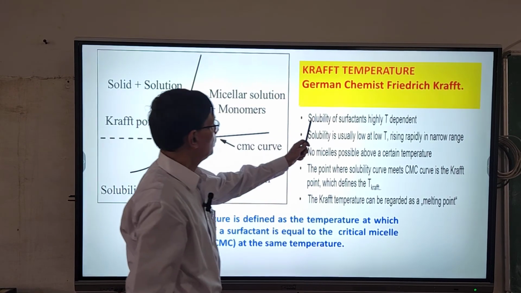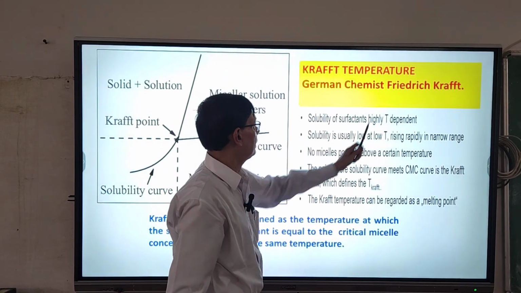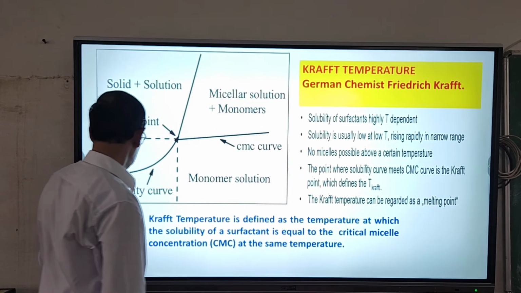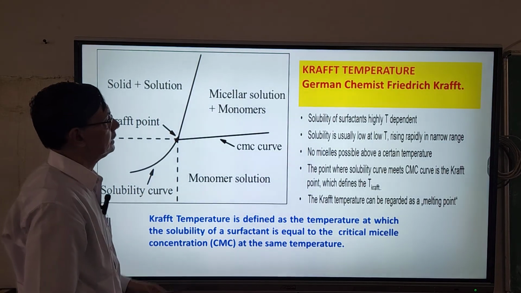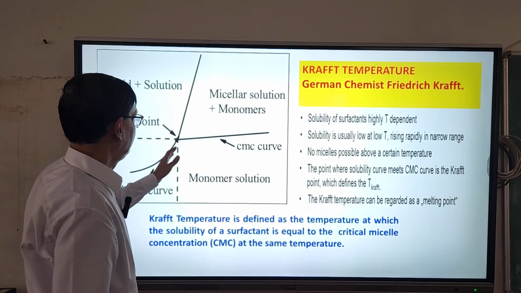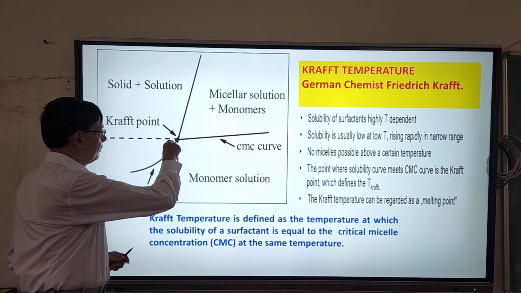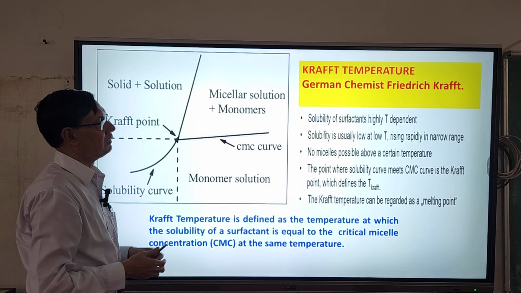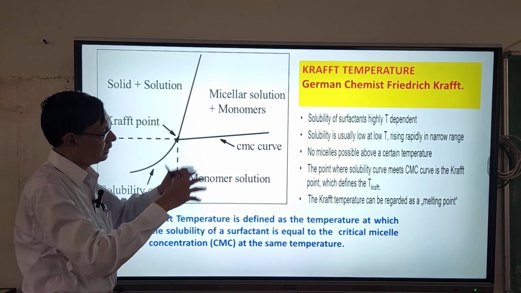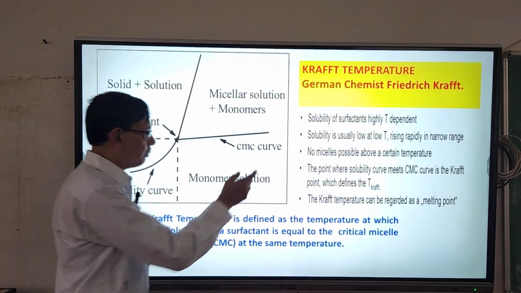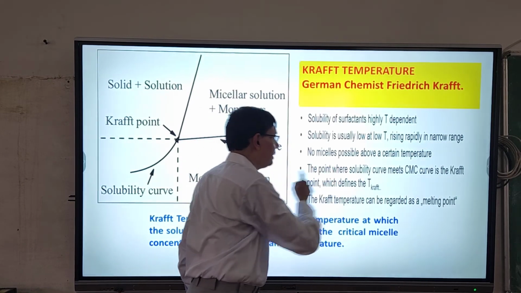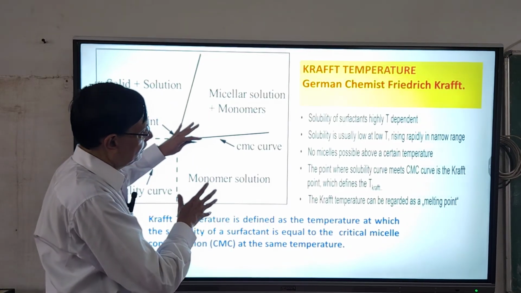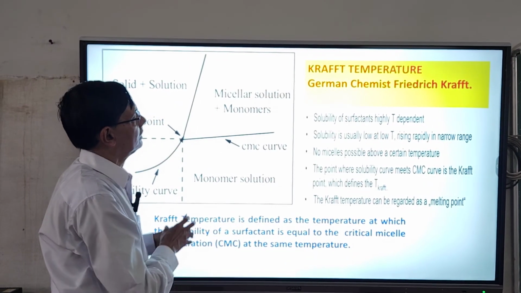The solubility of the surfactant is highly temperature dependent. Solubility is usually low at low temperature and gradually it increases, and once the surfactant forms micelles, after that point there is no further change above a certain temperature because the micelles have already formed. So the point where the solubility curve meets the CMC is called the Kraft temperature. Now it is generally for the ionic type of surfactant.